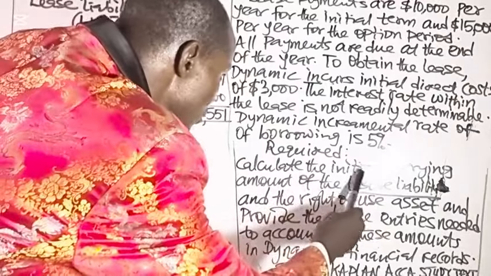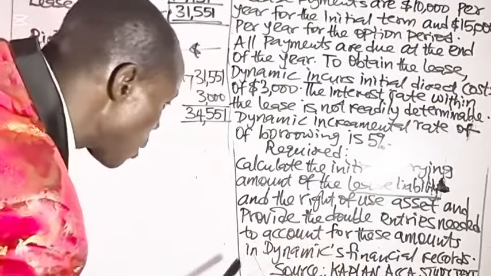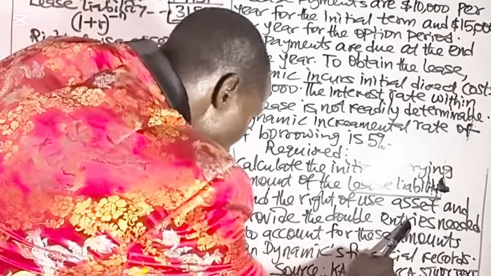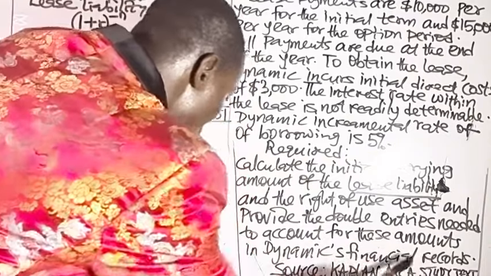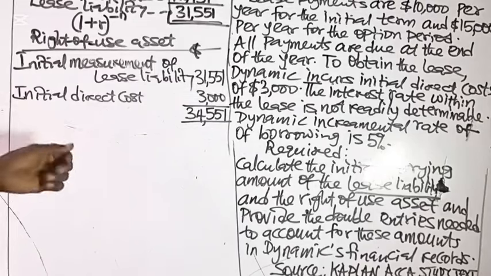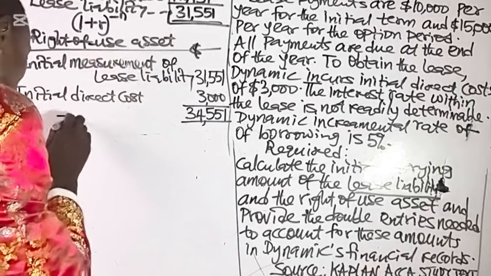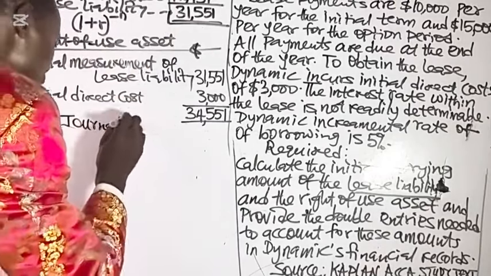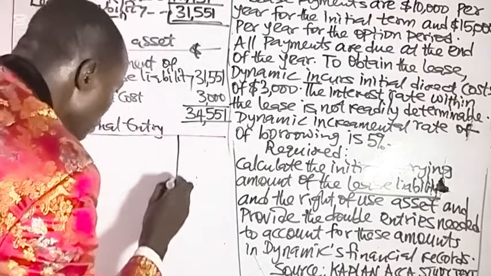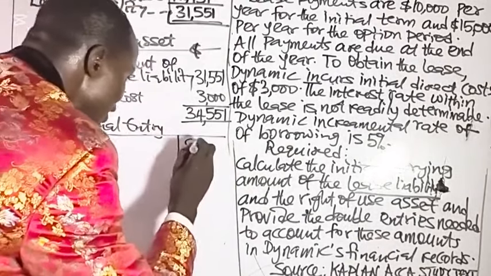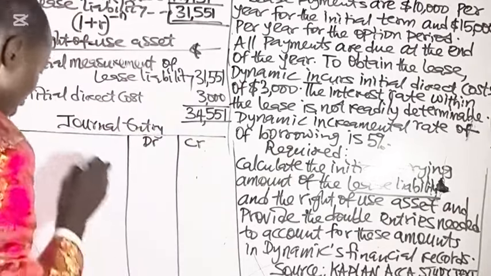Aside the calculation of the initial carrying amount of the lease liability and the right of use asset, you equally have to provide the double entries needed to account for these amounts in Dynamic's financial records. So the double entry, now with the initial value of lease, let me just raise a journal entry. We have the credit side, we have the debit side. Amount is in US dollars.